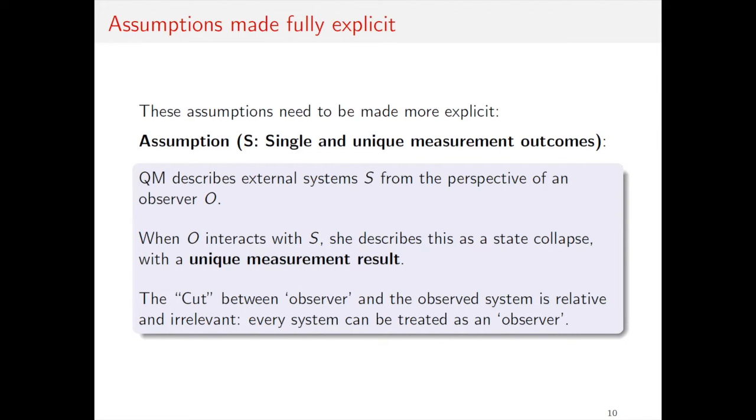So let's look a little bit more in detail into this. Assumption S says, when we do a measurement, we should get a unique and single outcome. So quantum mechanics describes external systems from the perspective of an observer. And when the observer interacts with the system, the state collapses and I get a unique outcome. There is a cut, the Heisenberg cut, which is assumed. And that could be relative. So there's a cut between observer and observed system, but it's relative and irrelevant. This means any system can be treated as an observer.